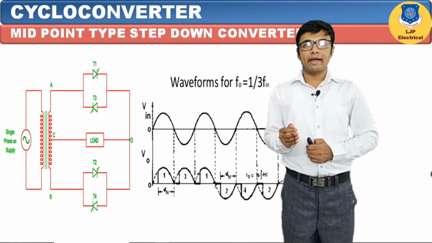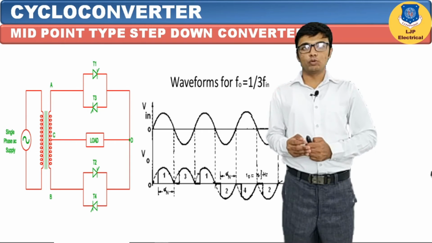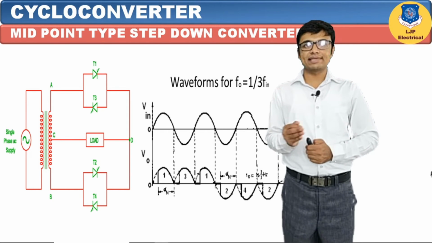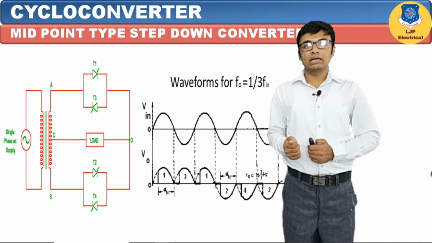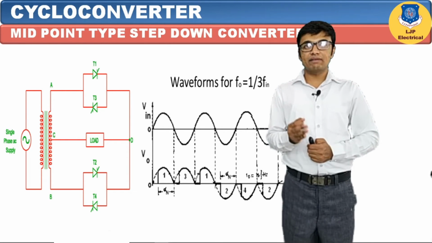Hence we will get negative half cycle in the output and direction of current will remain same. Again we will get negative half cycle in the input such that if we trigger thyristor T3, then again current will flow from the center tap to the load to the thyristor T3 and come back to the point A. That's why we will get output frequency equal to the input frequency divided by 3.